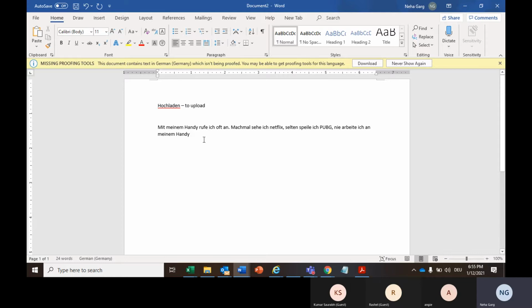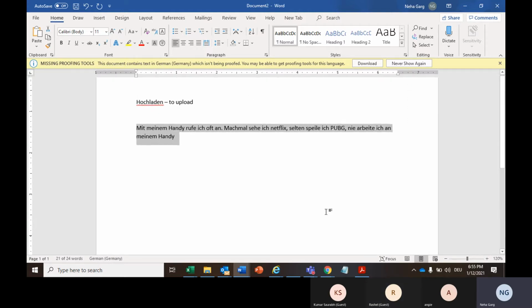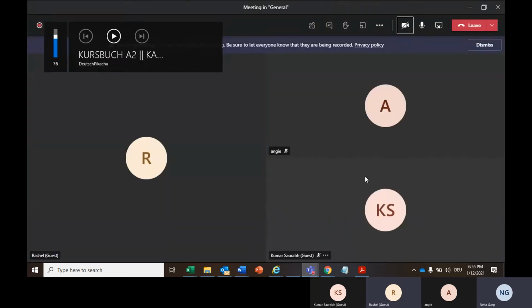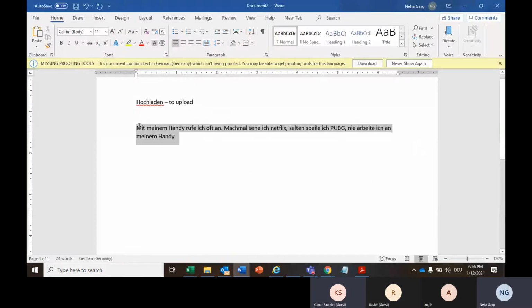Pretty simple. You can just note it down and then we'll proceed further with two of the listening exercises from this chapter. Rob is there. Hi Saurabh. Hi, I just joined. I was away. So you can just note it down and then we'll proceed further with the listening exercises. Saurabh, you also note it down. Okay.